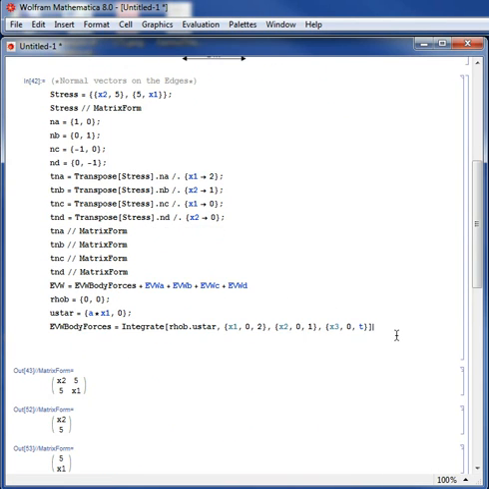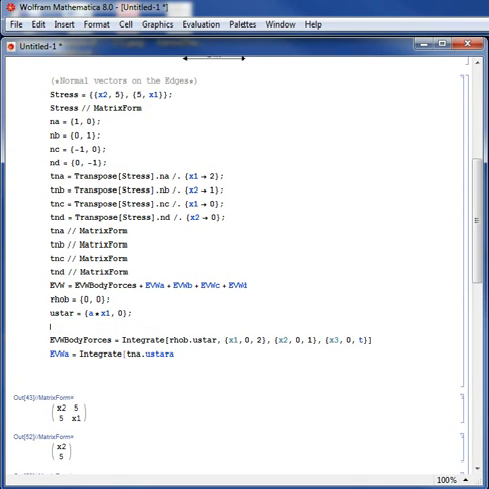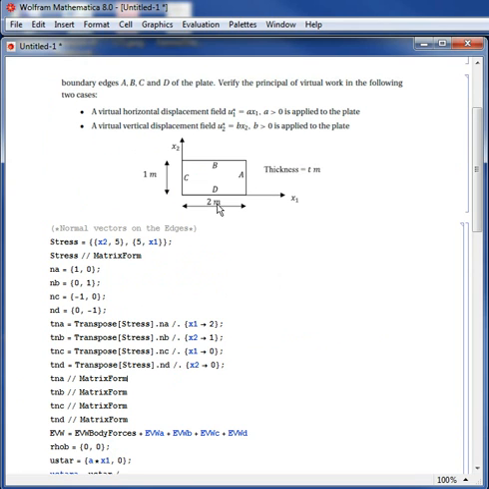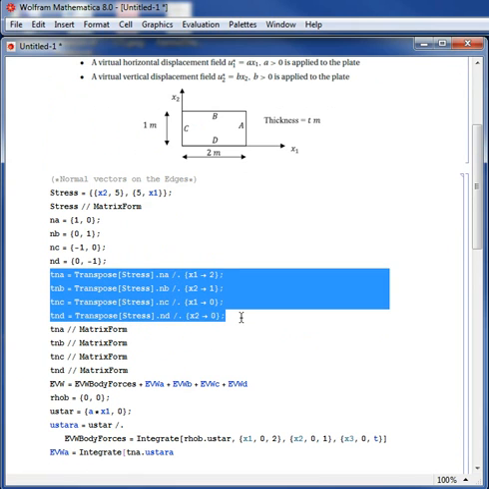Now, the external virtual work due to the traction vector on A is equal to the integration of the traction vector on A dot u star on A. So I need to evaluate u star at all the edges. So u star on A is equal to u star at a particular x1. At the edge A, x1 is equal to 2. So I'm going to copy TNA, TNB, TNC.